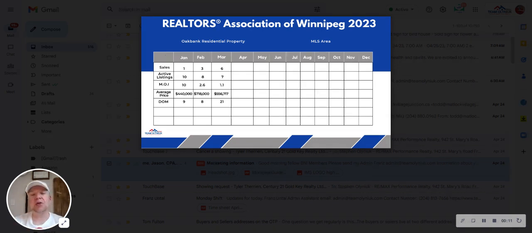We're also going to take a look at March throughout the previous 5 years and look at what sales looked like then. And as you can see from this graph, we're going to do this month by month as we go through the year. And that's going to give you a complete look at Oakbank and what's selling in the neighborhood and for how much.